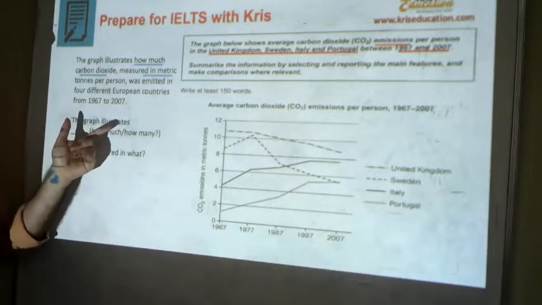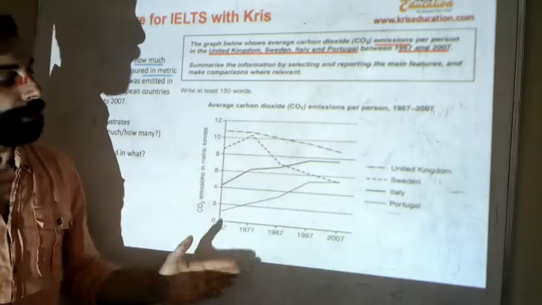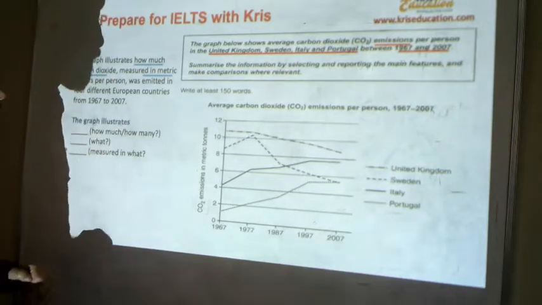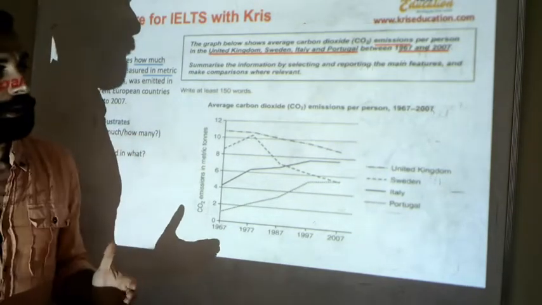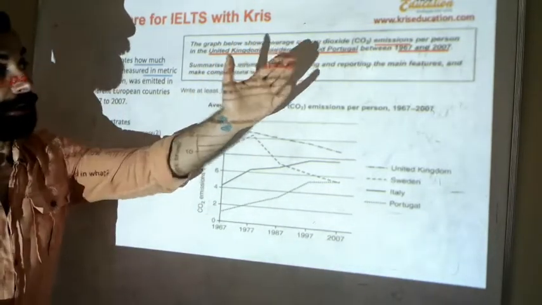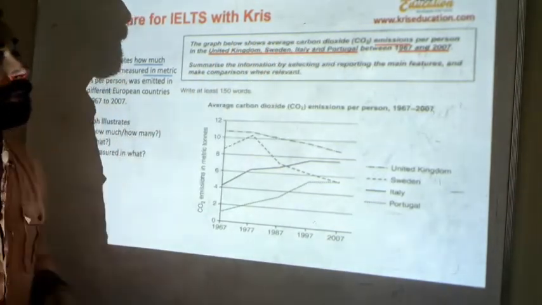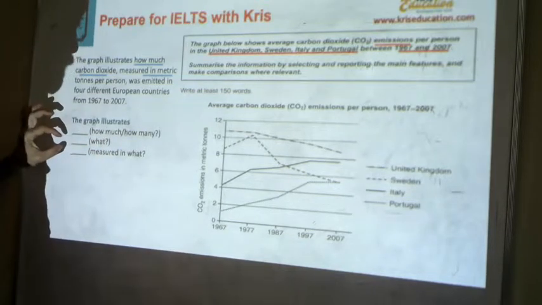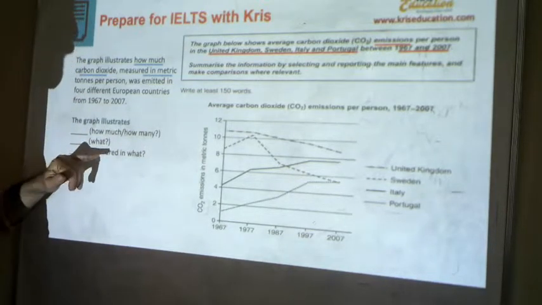So another time, the graph illustrates how much or how many. We are talking about something uncountable here. That's why we write how much. After that, how much what? How much water? How much beer? How much gas in this case? How much carbon dioxide? So it's this part here. How much what? Then measured in what?